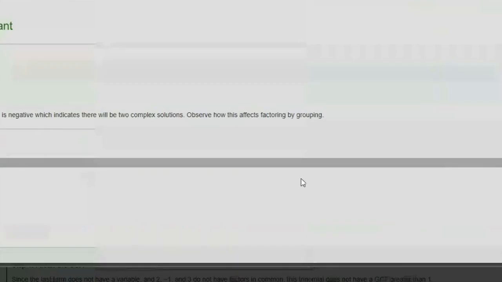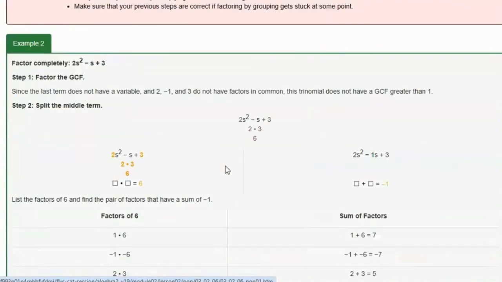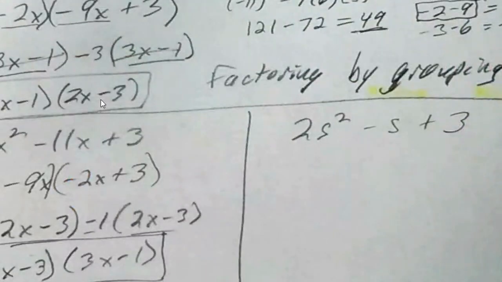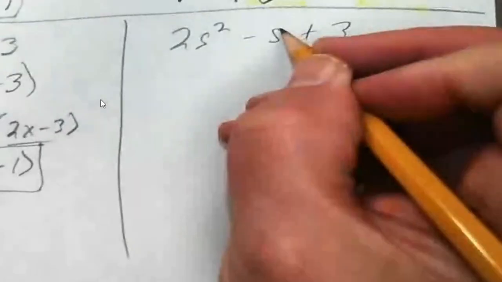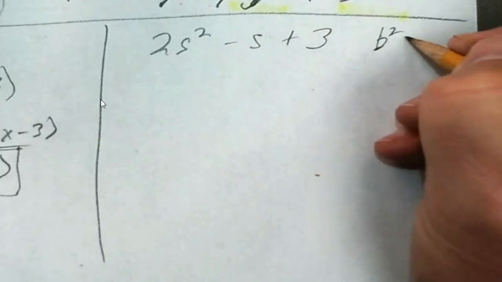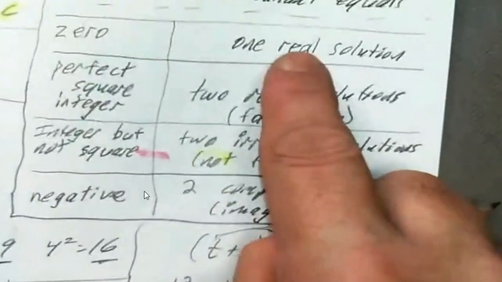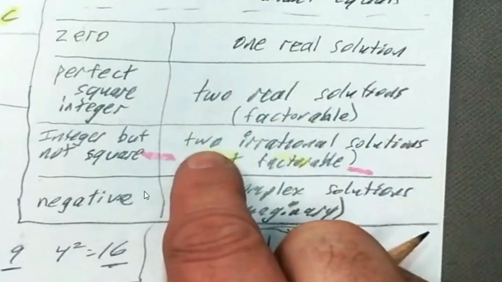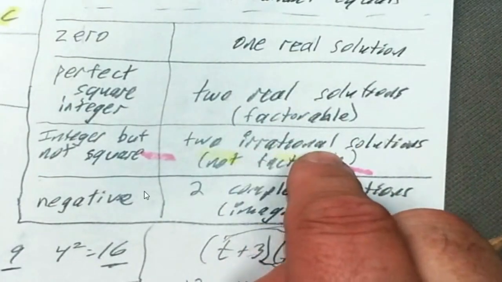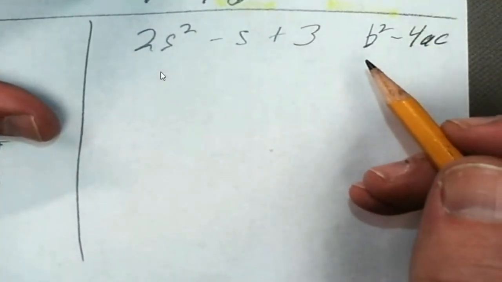2s squared minus 3s. Is that the same one? No, it's a different one. Okay. Oh, this one right here. Factor completely. Let's factor this one. Okay, so if we have this one to factor, the first thing we want to do is check the discriminant, the b squared minus 4ac, because we want to know, are we going to have one solution, two real solutions? Do we got some irrational thing going on, or complex solutions that we need to use the quadratic equation to solve? That doesn't factor it.